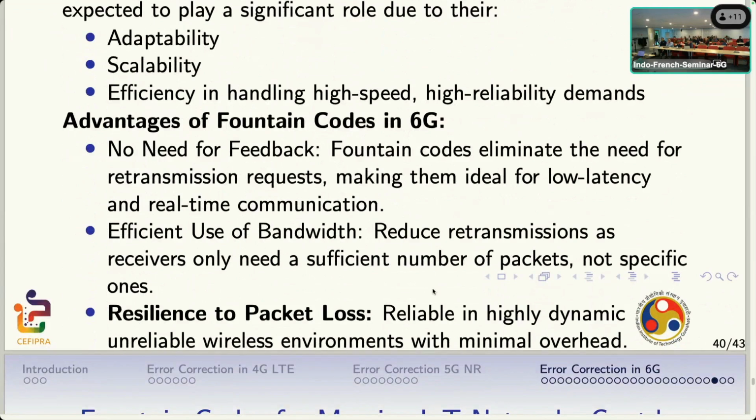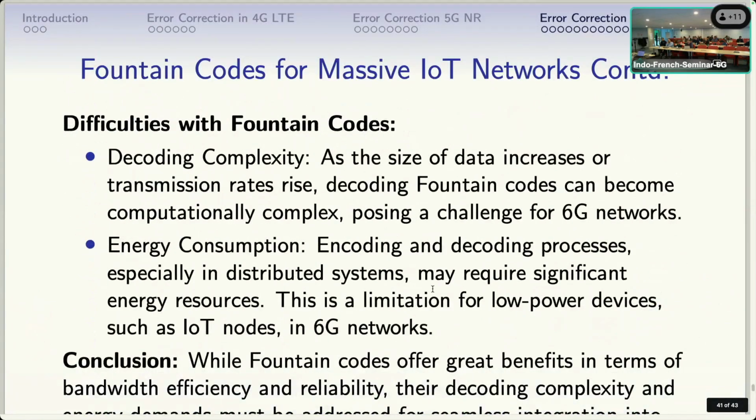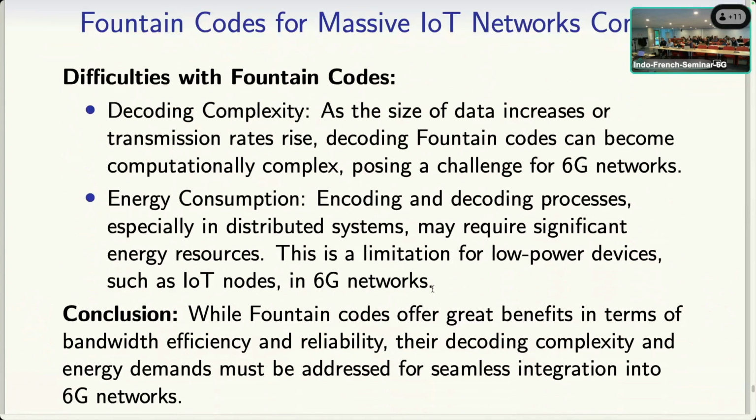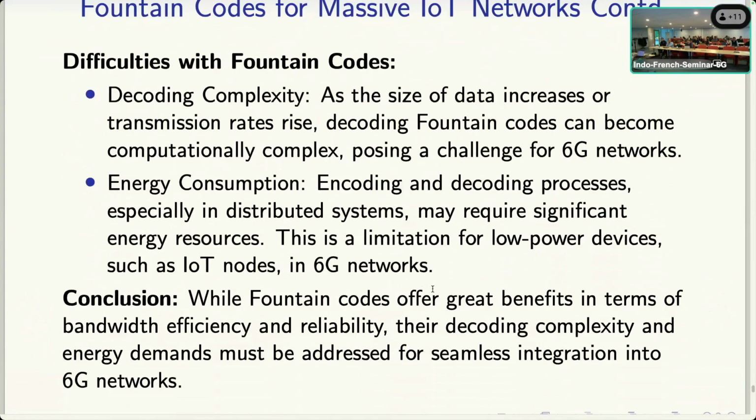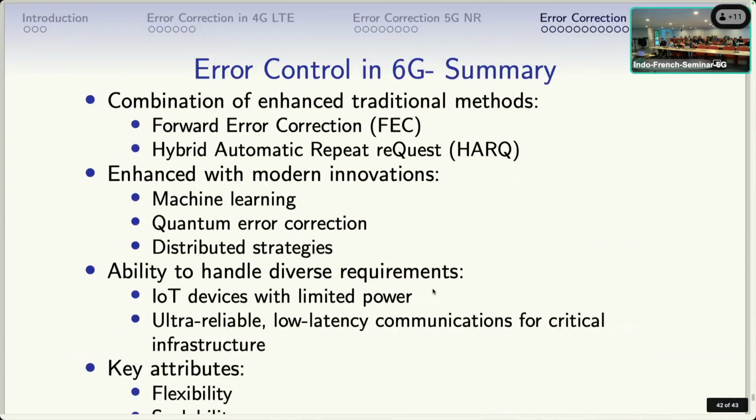But the disadvantage is the high decoding complexity, and it requires extreme energy consumption. So these are the two factors in the fountain codes. This is the conclusion that I have written: it has a greater benefit, but at the expense of extremely complex decoding, and it would be very demanding to integrate with the 6G network. So this is the very brief picture of error control mechanisms in 6G.